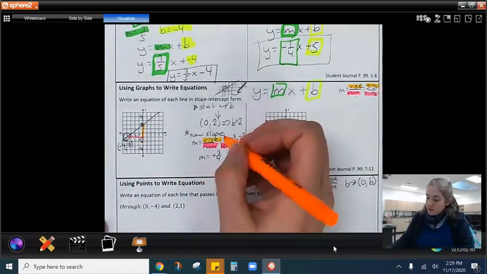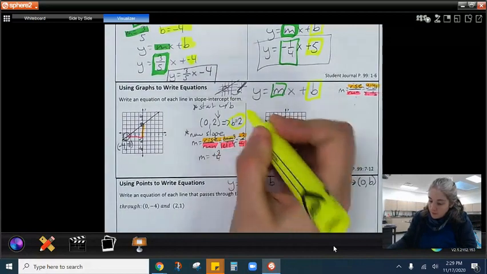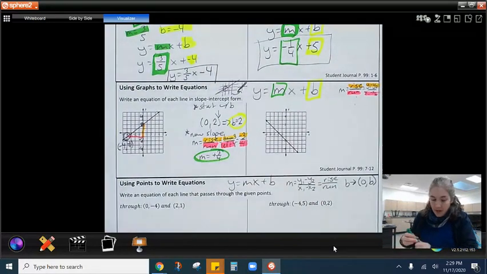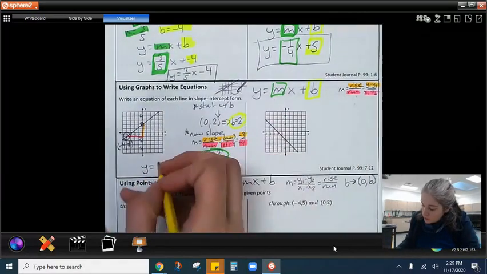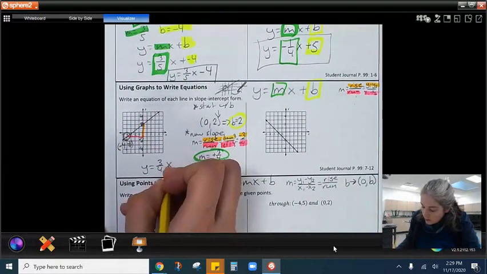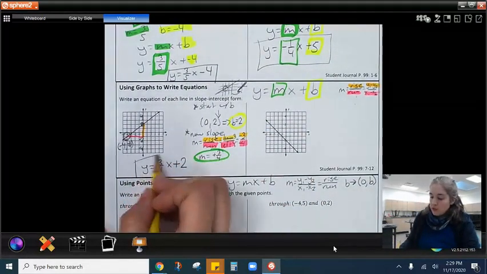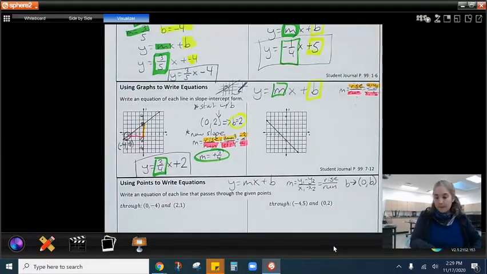All right, so now that we have that, let's write our equation. We know what our intercept is. We found our b. We know what our slope is. We found m. So now we need to put them together. We would get y equals, our m comes first, so that's 3/4 x. And then our b comes next, which is a positive 2. So y equals 3/4 x plus 2 is the equation of this line.